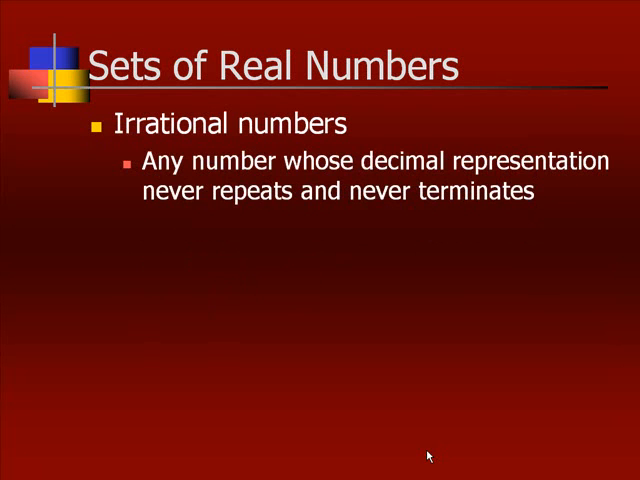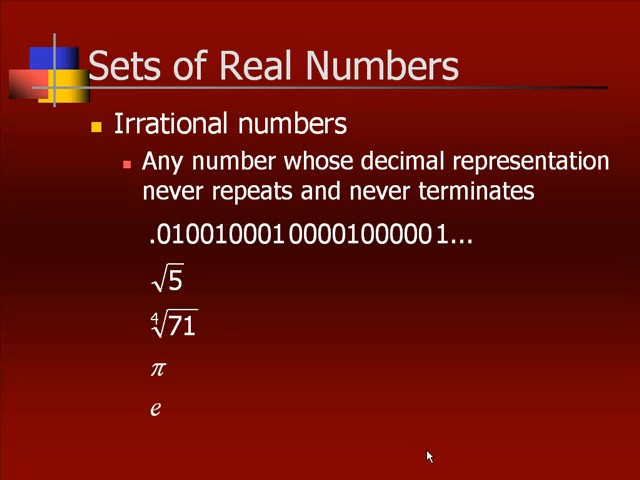The next set of real numbers are the irrational numbers. Irrationals are any number whose decimal representation never repeats and never terminates. Now, can you think of a decimal number that never ends and never repeats? A couple of examples are 0.0100100001 and so forth. No part of that ever repeats and it never ends. We can just continue that pattern all the way out.